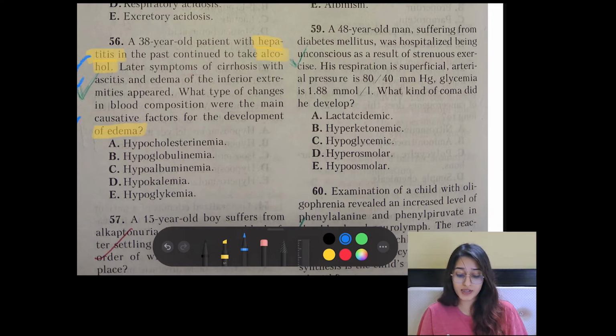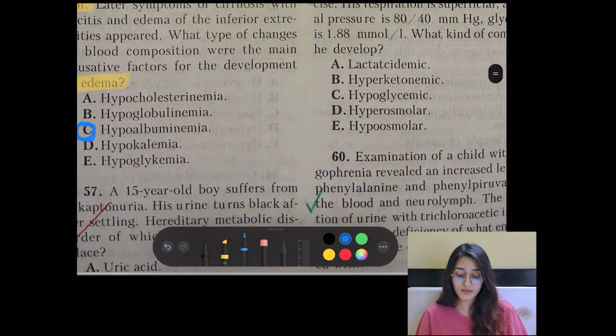Now, when cirrhosis developed, the liver is basically not functioning. It is made up of basically connective tissue now that fibrosis has occurred. So the hepatocytes are decreased. They cannot produce albumin. Albumin is what? Protein. So when there is decreased albumin, the oncotic pressure also decreases. And I already told you, when there is decreased oncotic pressure, edema develops. So here the answer is hypoalbuminemia. Albumin is a major contributor to the oncotic pressure.